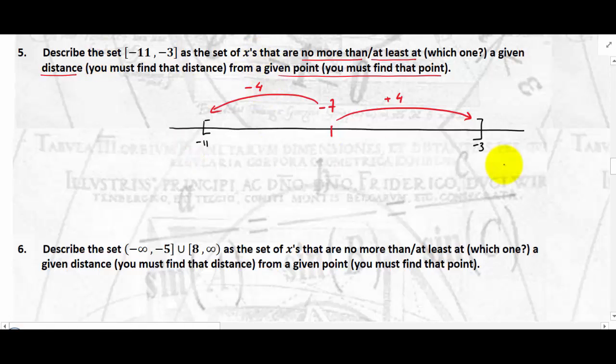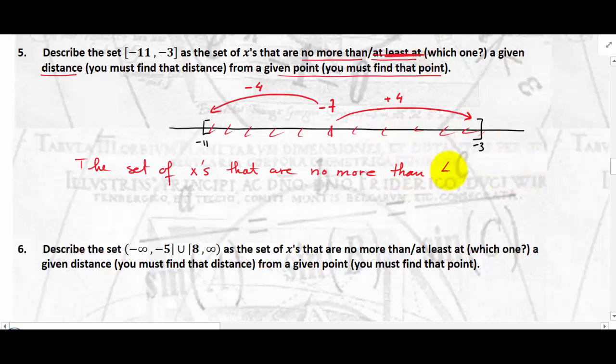So, how do you describe this set? This is the set of x's, of points with coordinate x's, that are, so in this case it's no more, right? Because it's all in between right here. That are no more, so it's not at least that, no more than, how many units? 4 units away from which number? From negative 7. That's it. Okay?